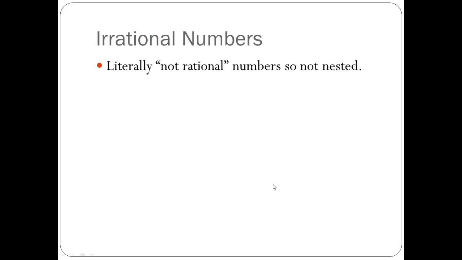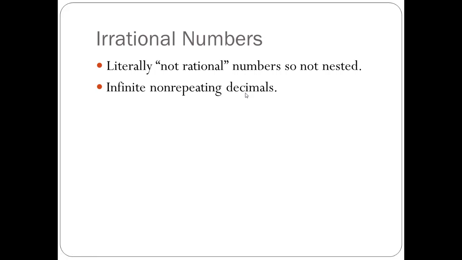And this is the first set of numbers we've looked at that's not nested. Irrational numbers literally means not rational. So these numbers have nothing in common with the rationals. Well, what's left? We've already looked at finite decimals. We've already looked at infinite repeating decimals. So probably the easiest way to describe these types of numbers is looking at infinite non-repeating decimals.